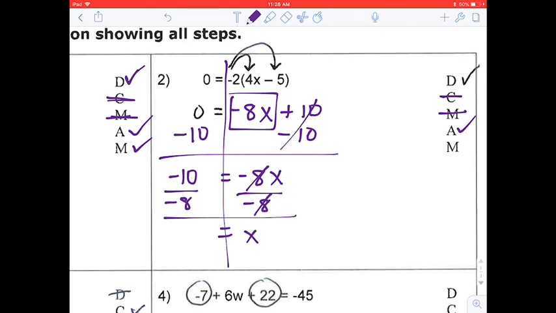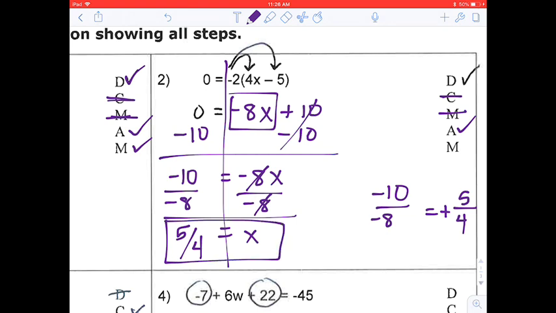On the left, -10 does not divide by -8 very nicely. So let's think about that as a division problem. It kind of looks like a fraction, and I bet I could simplify it. A negative divided by a negative is a positive. 10 over 8. I can simplify both of those by a factor of 2. So I'm going to convert that to positive 5 over 4. 5 over 4, 5/4 equals x.